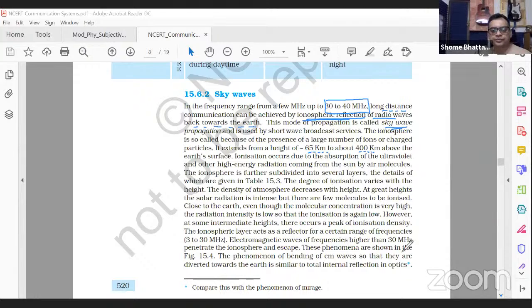So the ionosphere acts as a reflective layer for a certain range of frequencies, up to 30 megahertz. Frequencies higher than 30 megahertz penetrate the ionosphere and escape. So typically we don't go beyond 40 megahertz. It's 30 to 40 megahertz, the range.